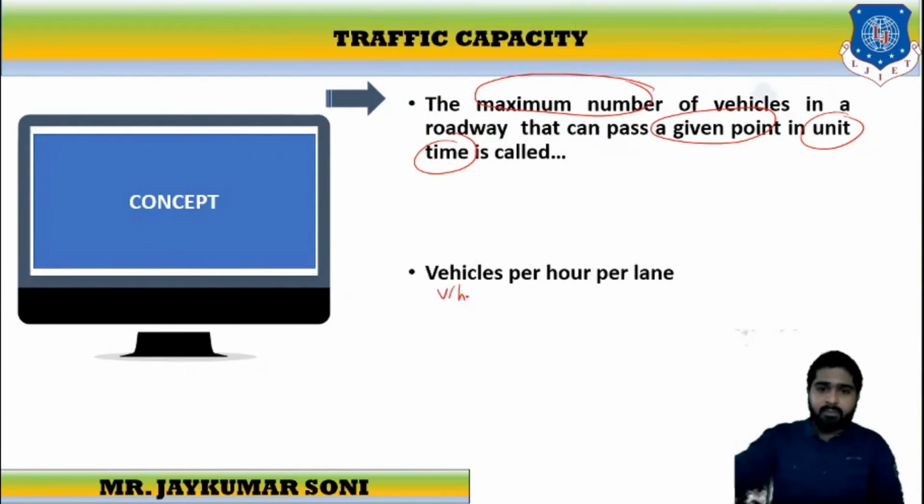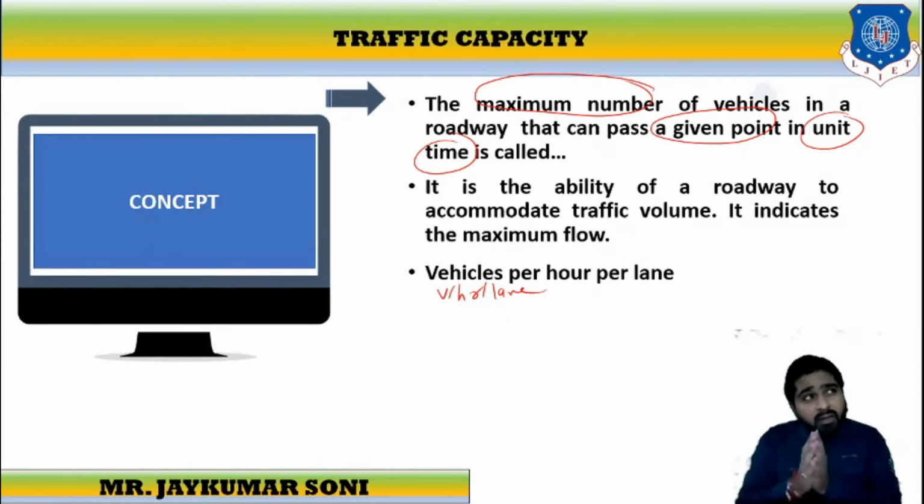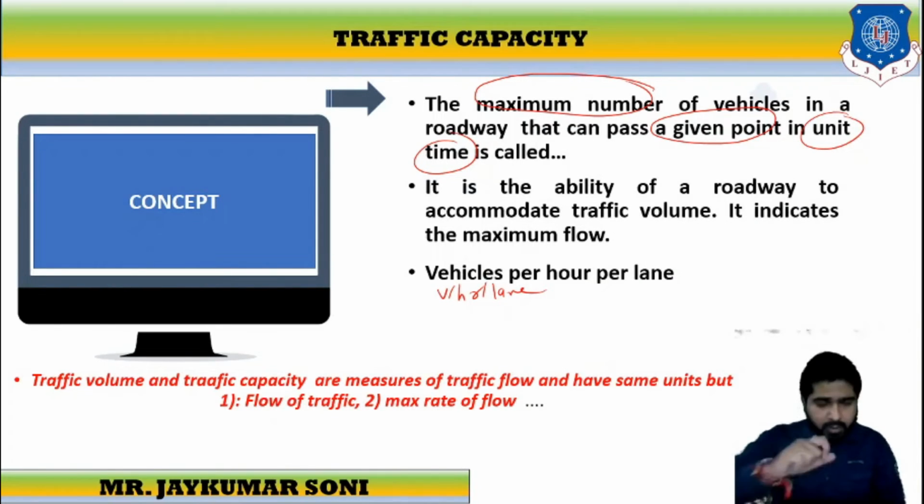Vehicles per hour per lane. You can measure it by that. And what is the importance of this traffic capacity? Let me tell you that it is the ability of a roadway to accommodate the traffic volume. It means the higher the capacity of the road, the higher the number of vehicles the road can accommodate. So it indicates the maximum flow of vehicles per unit time at a given point.